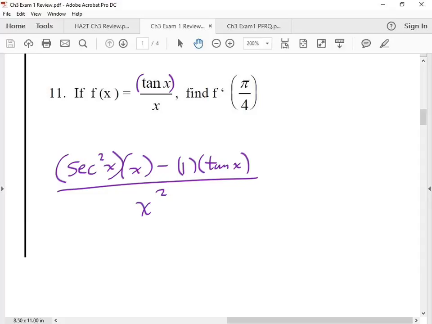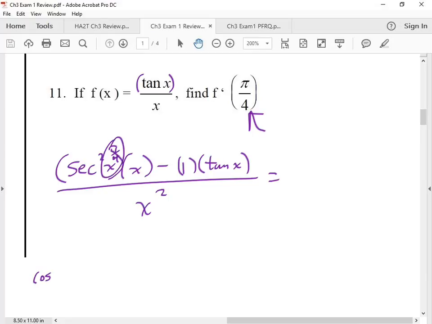Once you do that, throw in pi over 4. Don't even bother simplifying unless you just had to find f prime. But here you're finding f prime of pi over 4. So don't even simplify. Just plug in the pi over 4 and get busy with it. So if I get pi over 4 right here, I plug that into my secant.